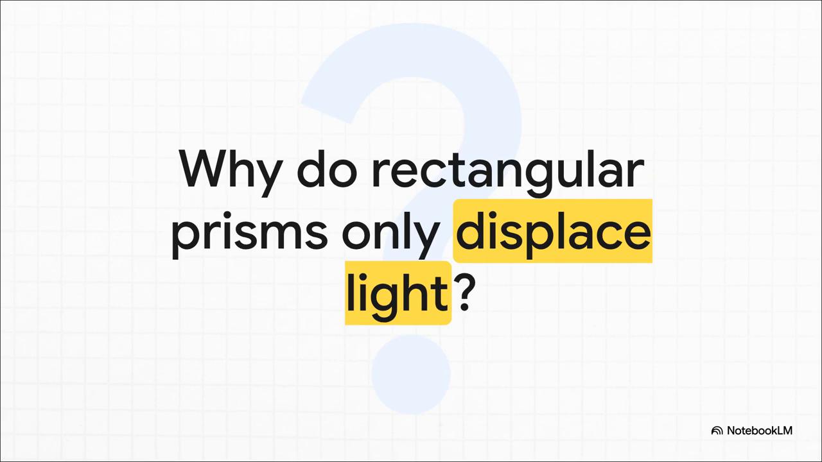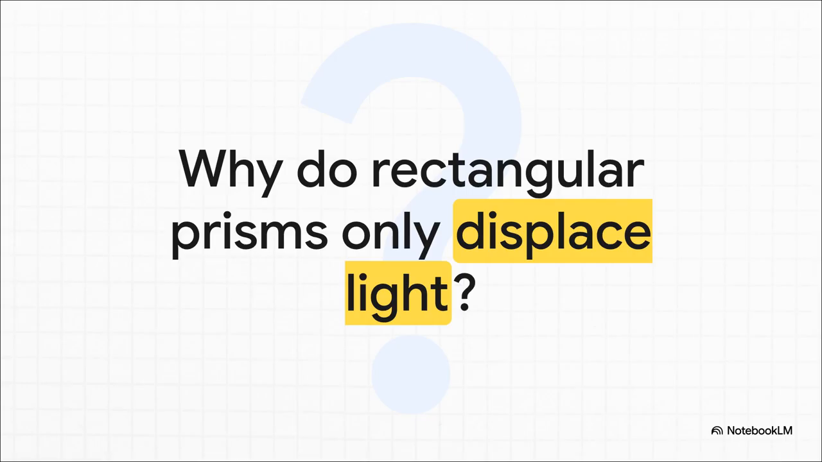Let's test your active recall with a fantastic differential. Think about a rectangular block of glass. It has a high refractive index, just like a triangular prism, right? Take a second. Why do triangular prisms permanently change the direction of light, while rectangular prisms merely displace it laterally, leaving it traveling in the exact same direction it started?